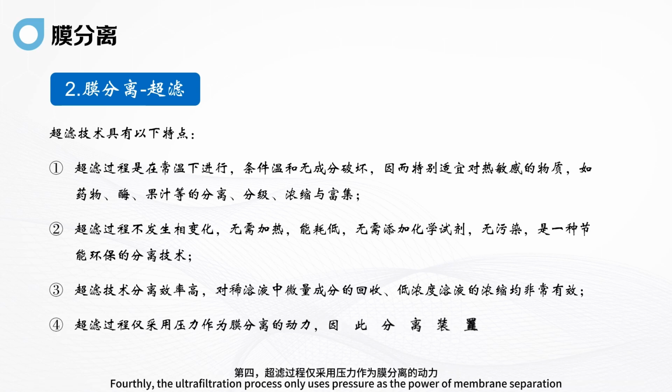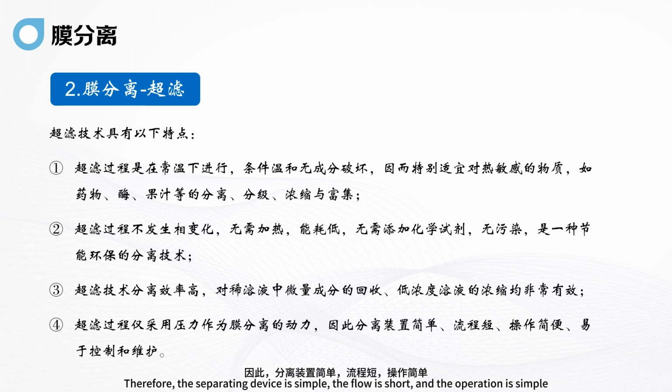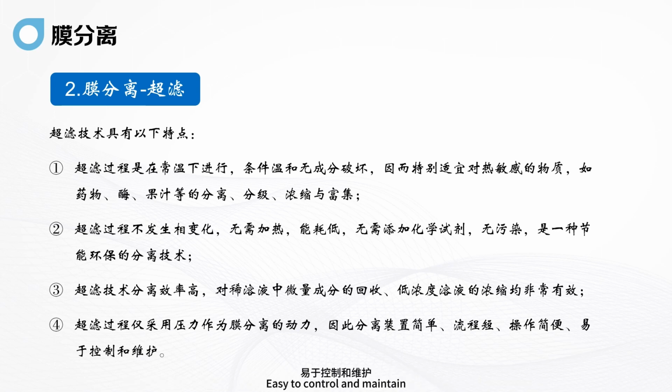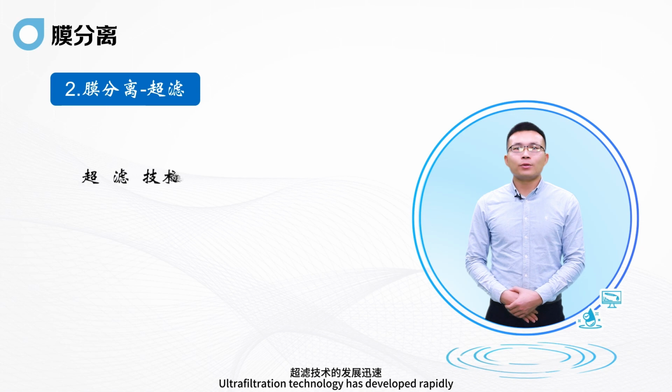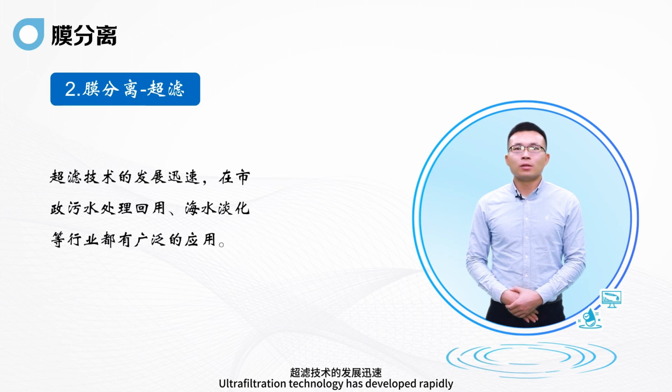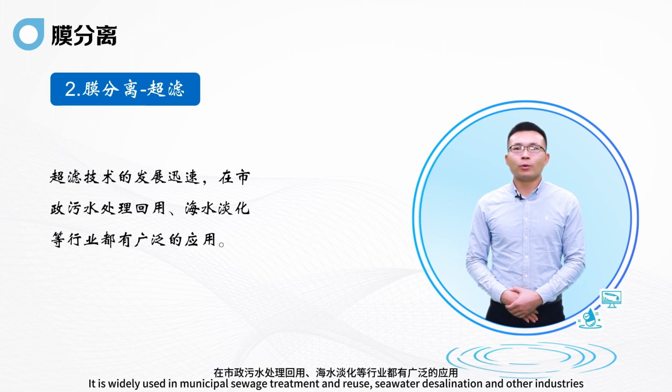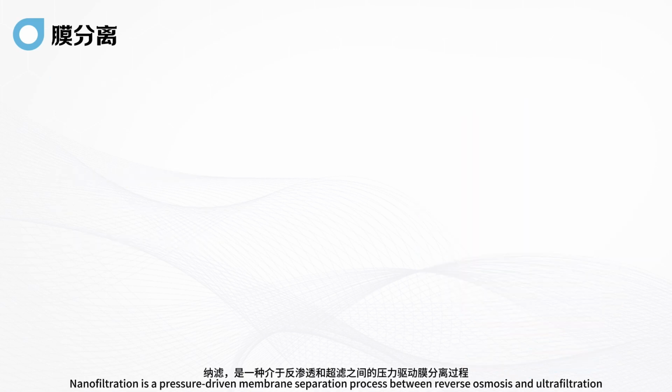Fourthly, the ultrafiltration process only uses pressure as the power of membrane separation. Therefore, the separating device is simple, the flow is short, and the operation is simple, easy to control and maintain. Ultrafiltration technology has developed rapidly. It is widely used in municipal sewage treatment and reuse, seawater desalination, and other industries.